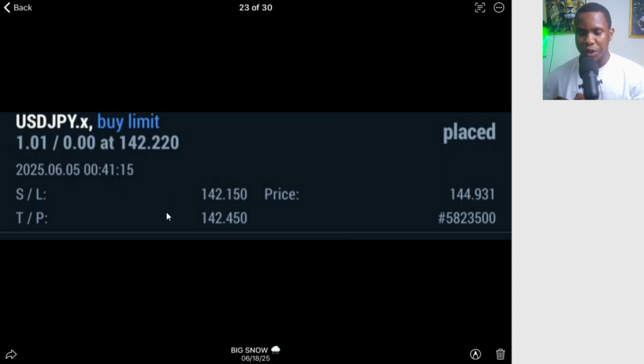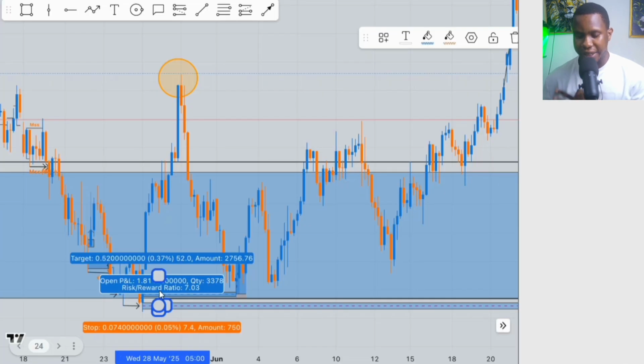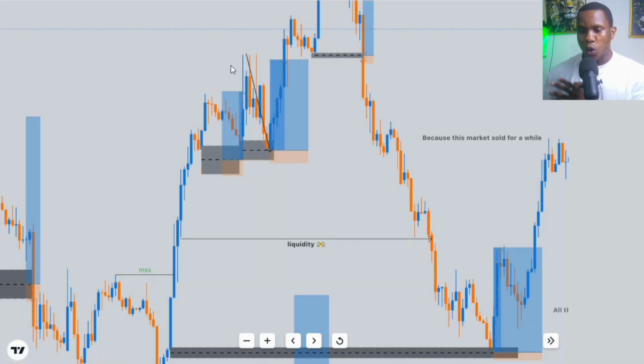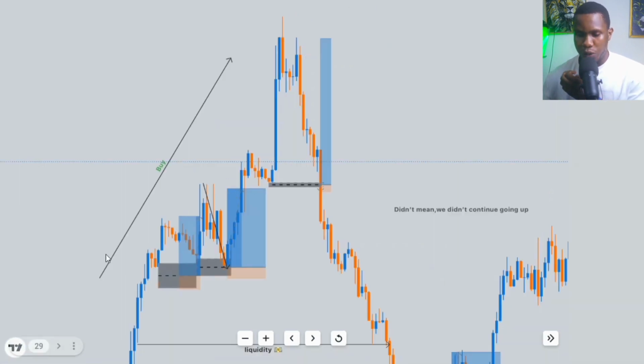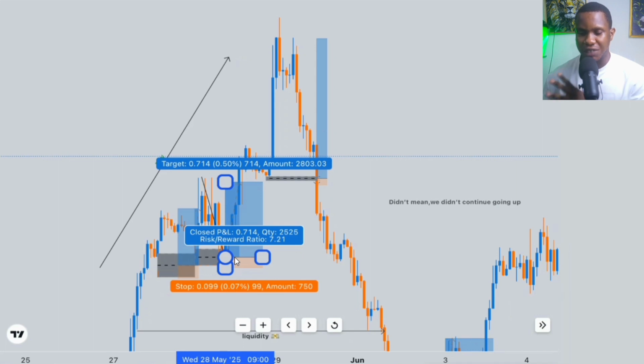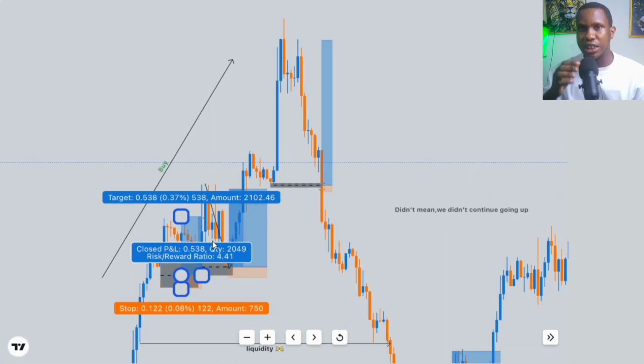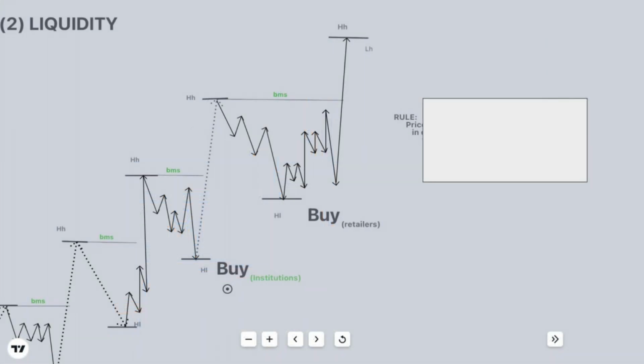So this is the limit order for the second trade, or in my Telegram community. Can you see that because we sold for a while right here, didn't mean that we didn't continue going to the upside, guys. And this particular trade is 1:7 risk to reward ratio. I didn't take this particular trade. I'm just using this particular trade as an illustration. There are certain rules I look for my own personal account, which I will talk about in a moment.